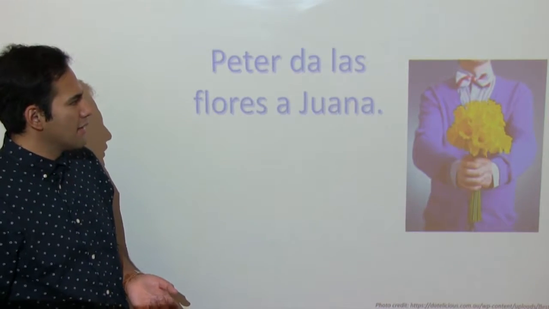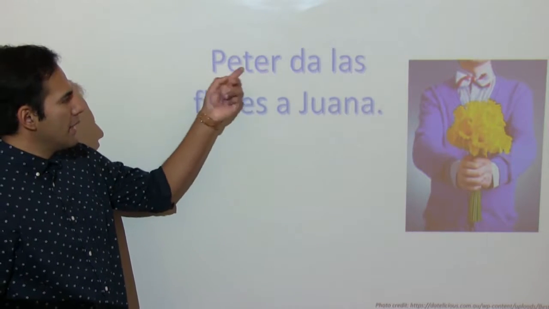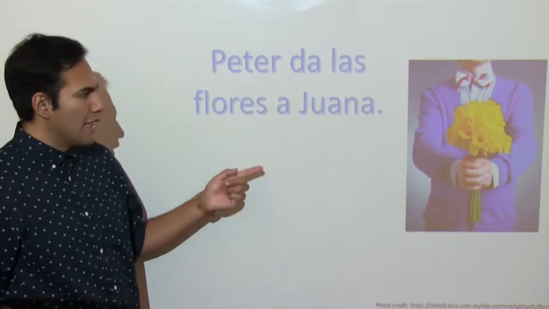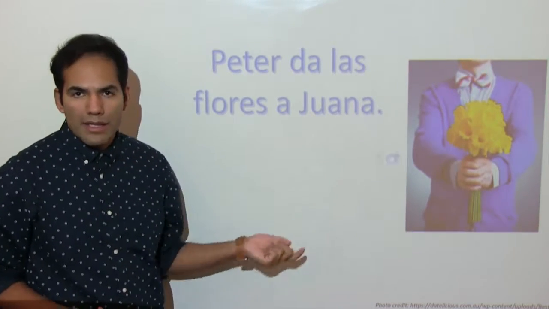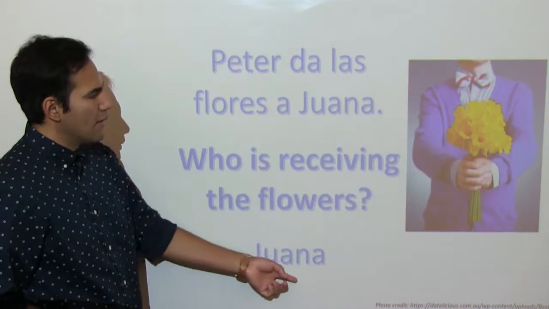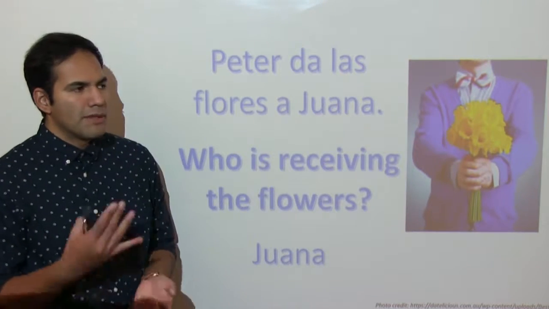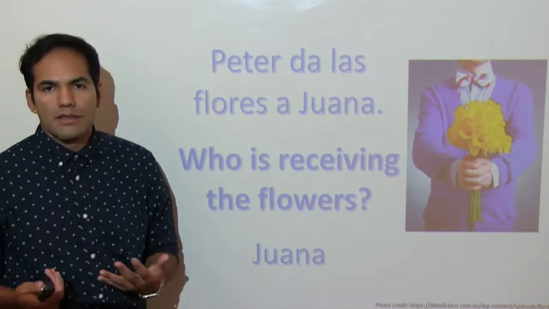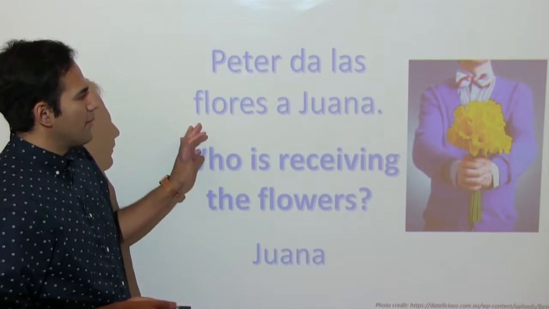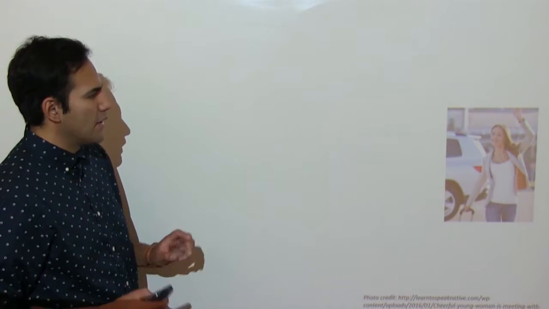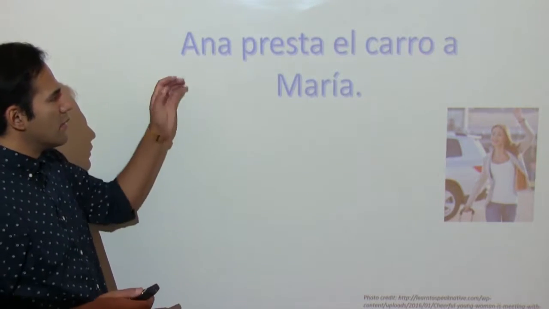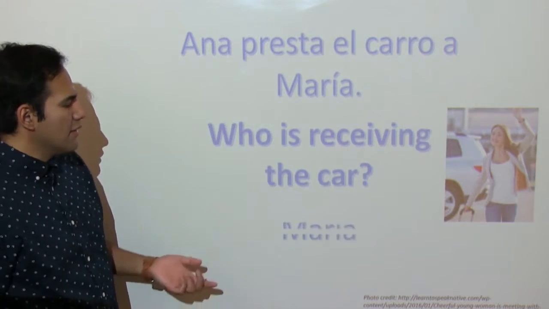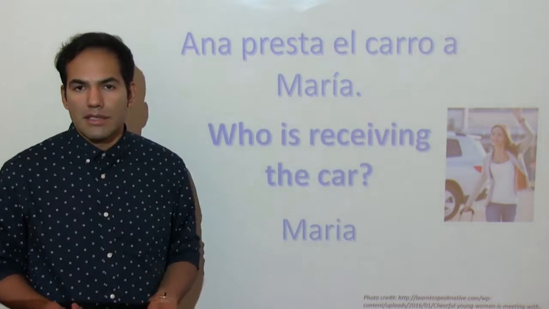Okay, so let's look at the next example. Peter da las flores a Juana. So again, we have a recipient, in this case will be Juana. Who's receiving the flowers? Juana. And from the video that we did before, we kind of saw this pattern, and it looks pretty similar to what it looks in Spanish. So yeah, it's kind of noticeable. The next one, Ana presta el carro a María. So who's receiving the car? María. María will be our indirect object.